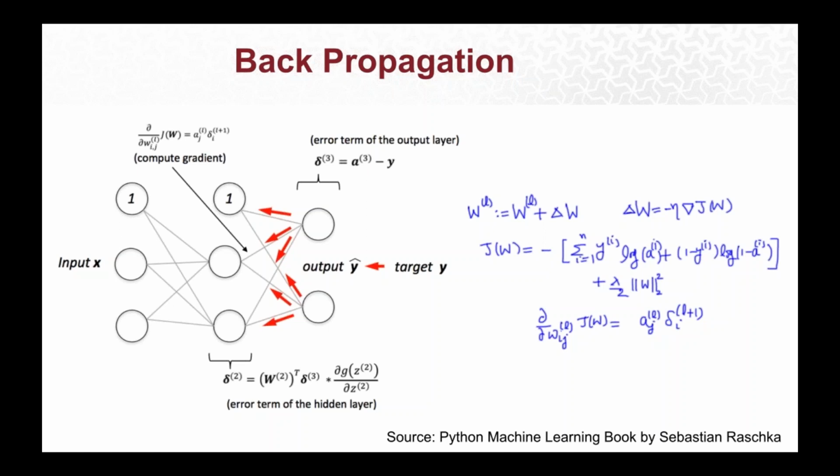There are lots of variations of optimization techniques that can be applied to tweak these weights. I would refer to this particular book here, the Python machine learning book, and it has a very nice way of explaining with the code along with the equations. So I would recommend you to look at it.